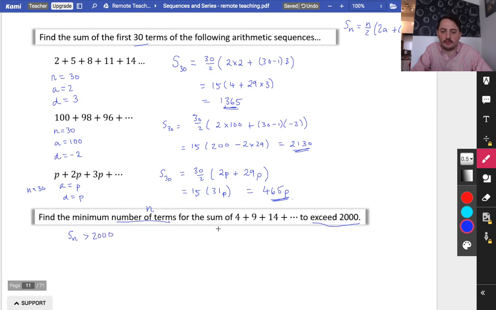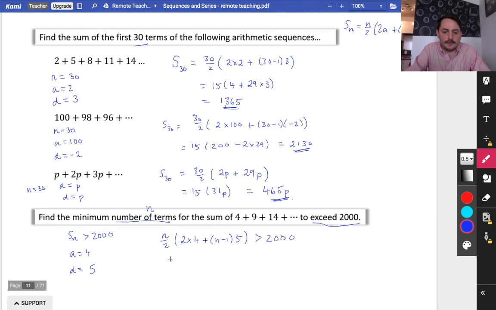So let's figure out what some of the things are that we've got here. We know that a is equal to 4, and the common difference is equal to, it's going up in 5s, and the common difference is 5. So let's move this a second so I've got a bit more space. So the sum to n would be n over 2, brackets 2a, plus n minus 1 d, and I want that to be bigger than 2,000.